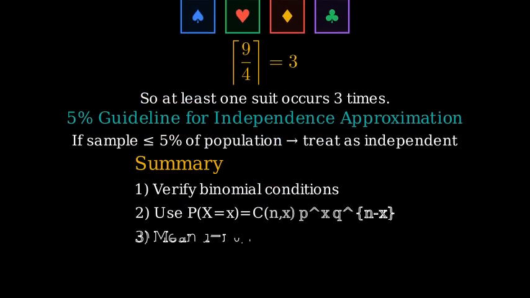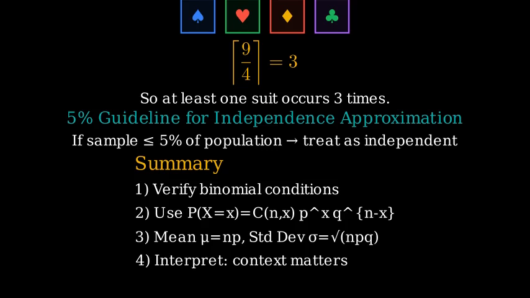To summarize, check the 4 binomial requirements. Use the formula combination n choose x times p to the x times q to the n minus x, and leverage the simple mean and standard deviation to develop intuition.